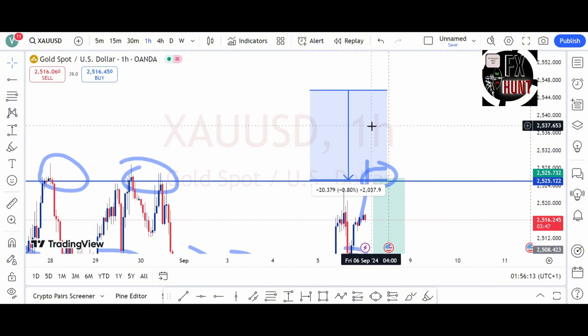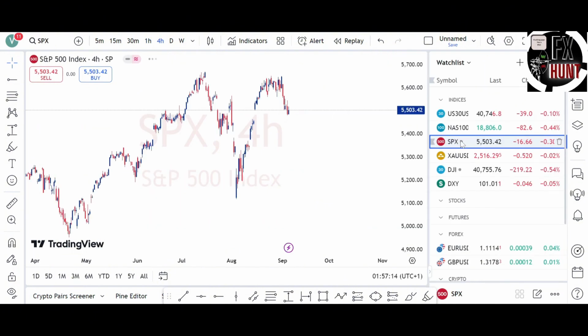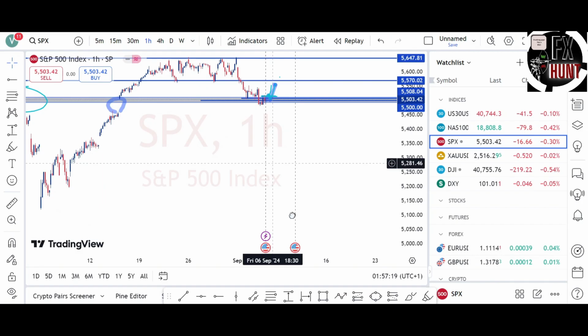For Nas100, we are still waiting. This might take a little bit of time to play out on Nas100, but altogether we are still expecting it to go bullish in the long run. Then for S&P500, still bullish. We are looking to go bullish on S&P500, straight up bullish.